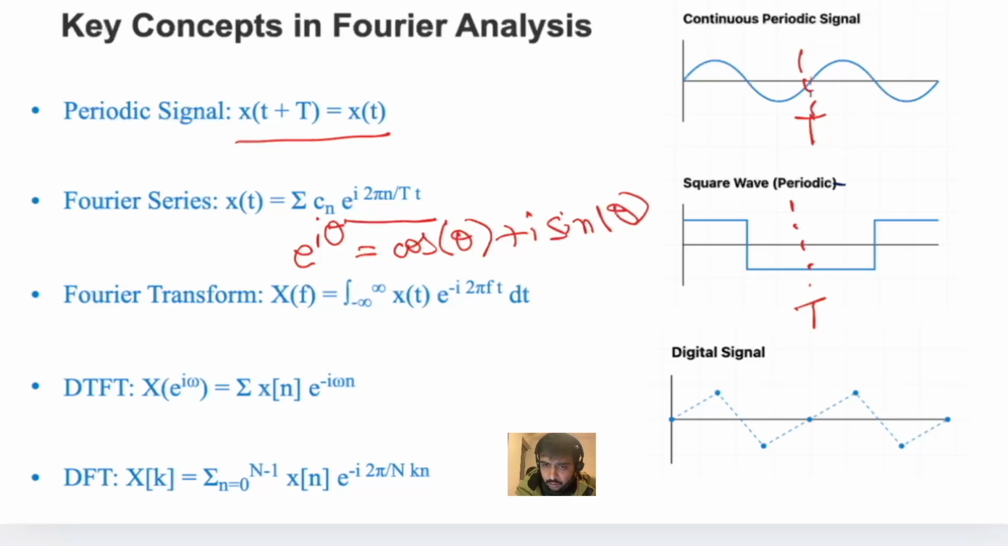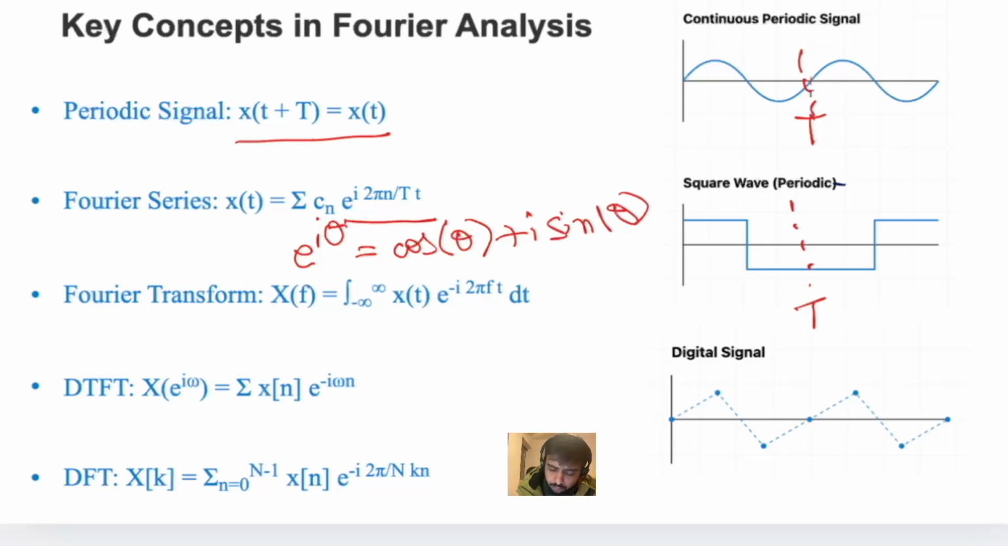So the summation of complex exponentials here is nothing but sines and cosines. And here the Cn's, or the Fourier coefficients, capture the amplitude and phase of each of the frequency components that make up our time domain signals. And when we extend the concept of Fourier series to non-periodic signals, we get the Fourier transform.